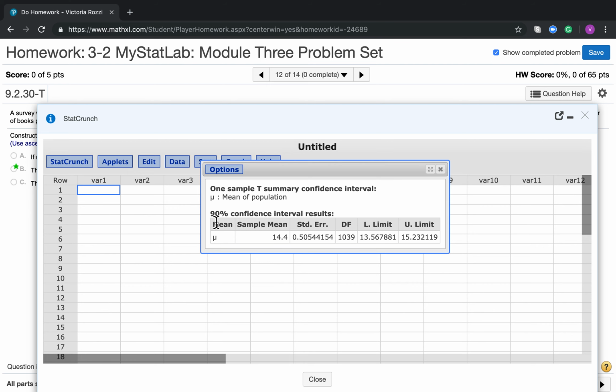So what I'm getting here is this gives you the mean, we're looking for mu, this is the 90% confidence interval for mu, this is the standard error. The lower limit, which is the bottom part of your interval, is 13.567, etc. And the upper limit is 15.232, etc.